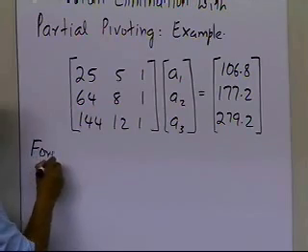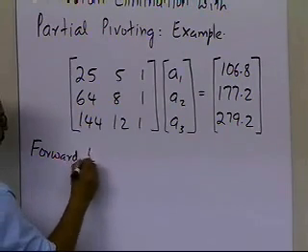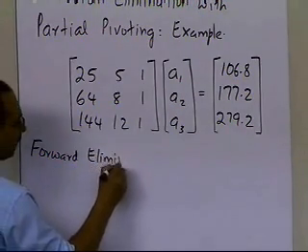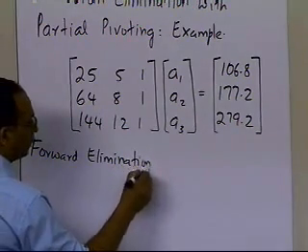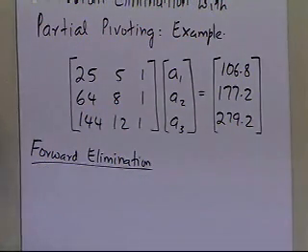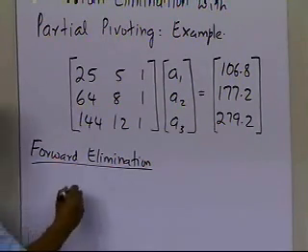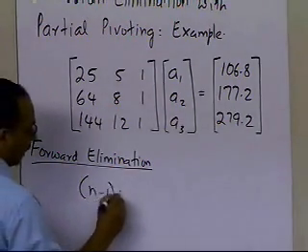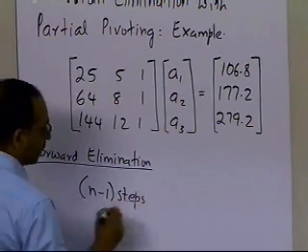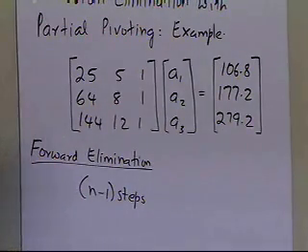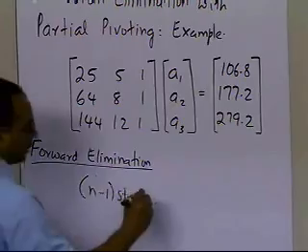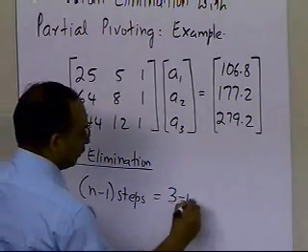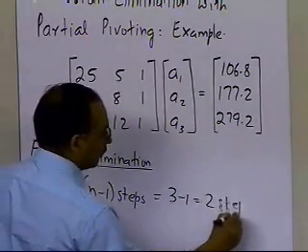The first thing we have to realize is that there are two steps in doing Gaussian elimination with partial pivoting. The first step is forward elimination, and the second step is back substitution. Within forward elimination there are n-1 steps, where n is the number of equations. In this case, since we have three equations, it will be 3 minus 1, so we'll have two steps of forward elimination.